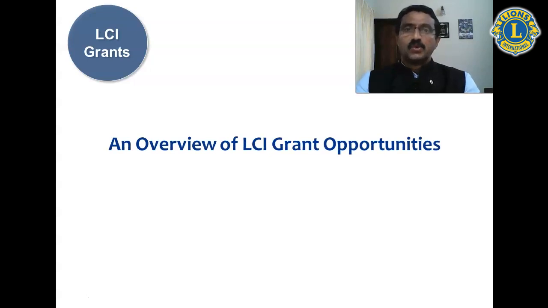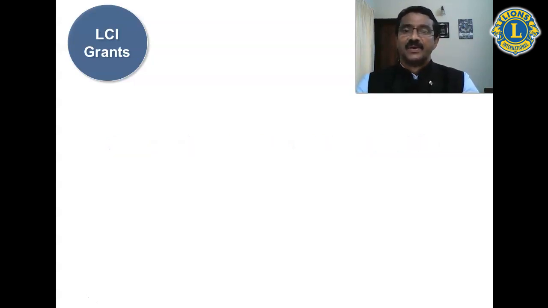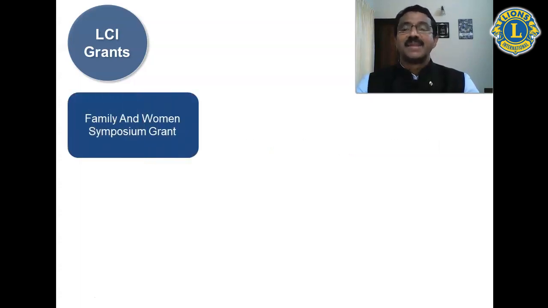We can group all these available grants into 6 important groups. We will now go one by one through these groups and try to understand all these grants. First, we will go into Family and Women Symposium grant. This is the first group.